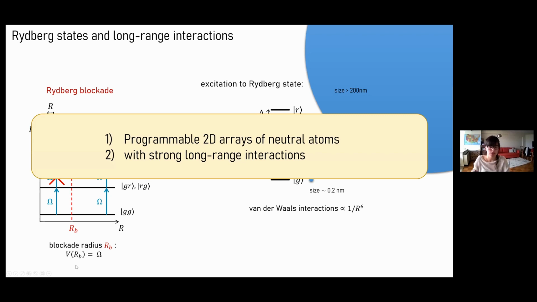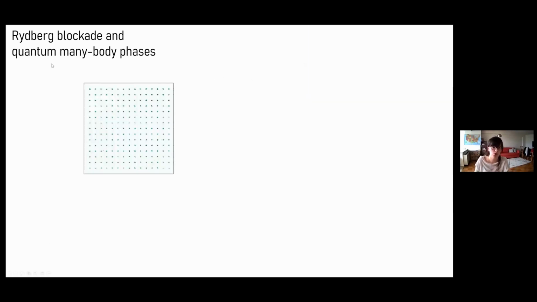So this gives us the second key ingredient of the experiment, which is the possibility of turning on and off these strong long-range interactions by performing these excitations to the Rydberg state. So here, first of all, I want to show you an example of how we can use this Rydberg blockade mechanism in order to generate interesting quantum many-body phases.